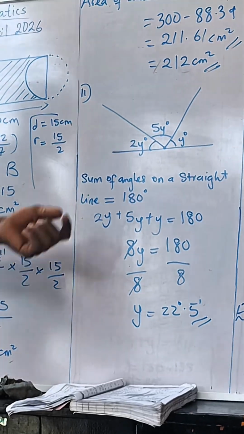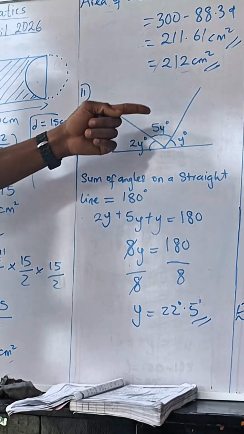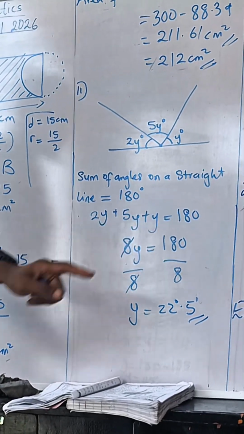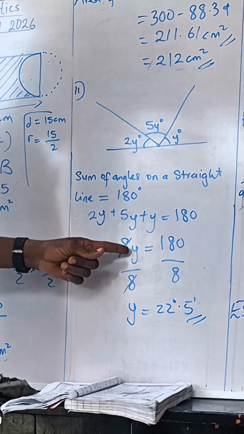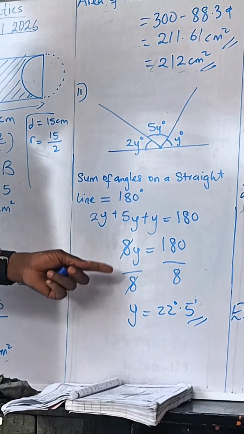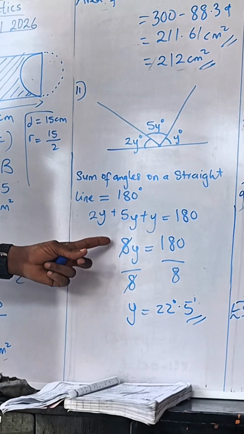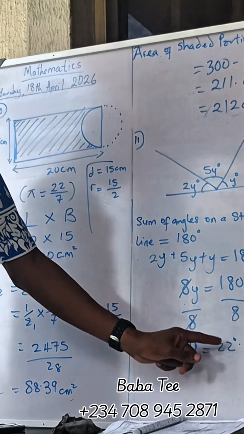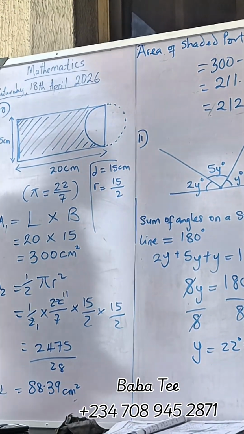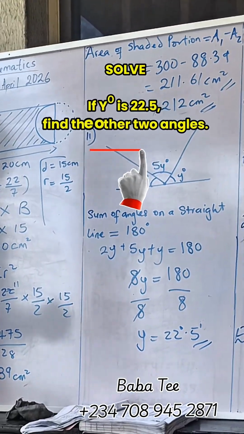Okay, and so when you do that, the first angle is 2y, second is 5y, the third is what? y. Add them together, you get 8y. Now, for you to be able to get your y, you have to divide through by the coefficient of what? y. And you do it to the other side, so you get what? 22 degrees and 5 prime. Is that okay?